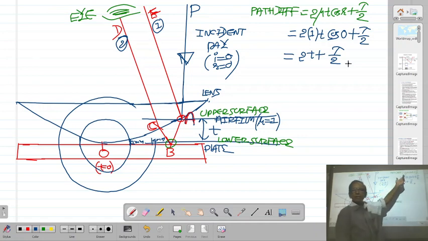The points where the path difference is n lambda, we get a bright ring. Where the path difference is (2n plus 1) lambda by 2, we get a dark ring. That you know very well. Now next.